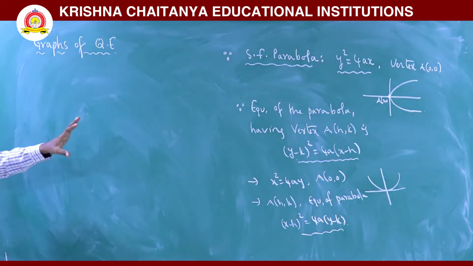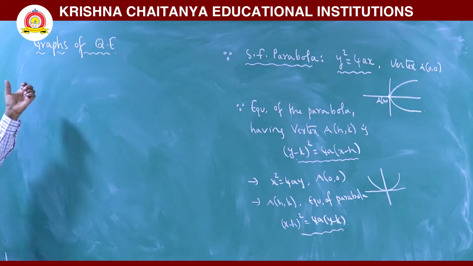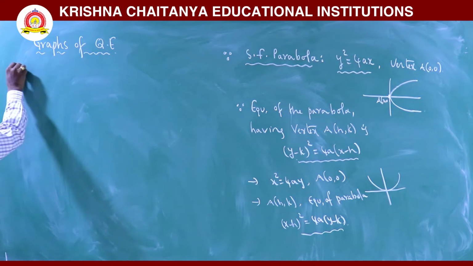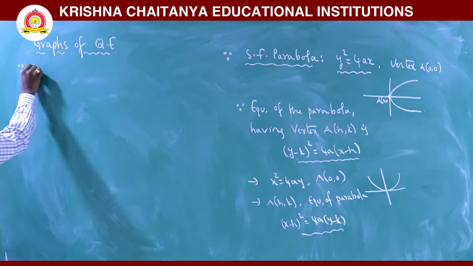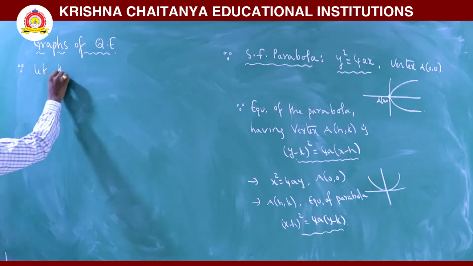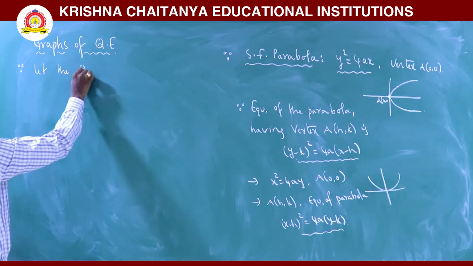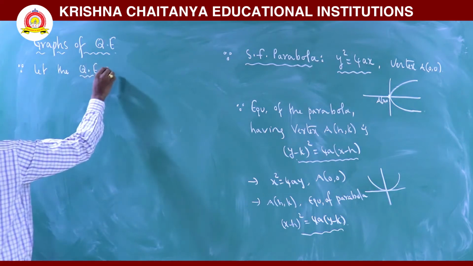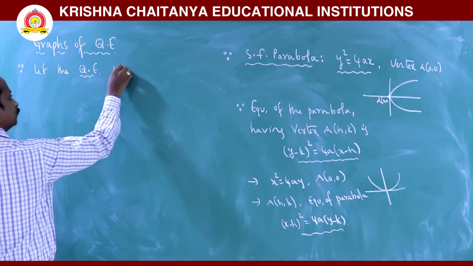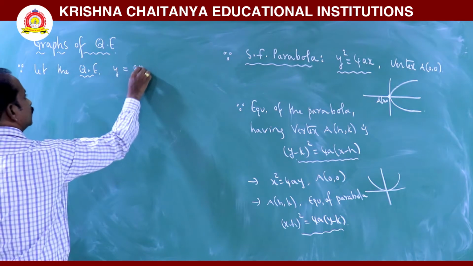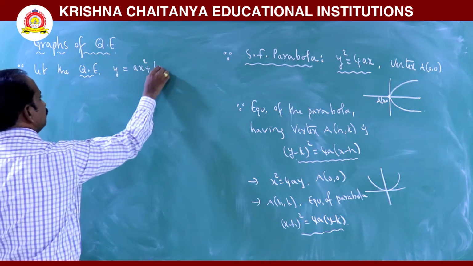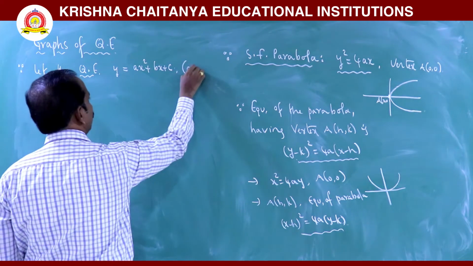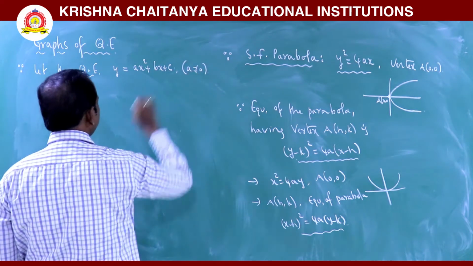What is the relation between parabola and quadratic equation? Now, let us consider a quadratic equation or expression. The quadratic expression will be considered as y. y is equal to ax square plus bx plus c, with the condition a not equal to 0.